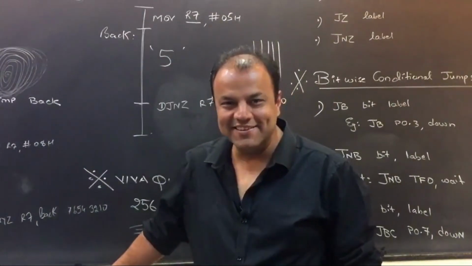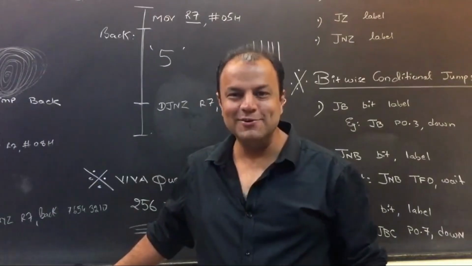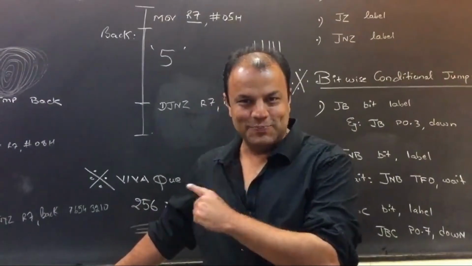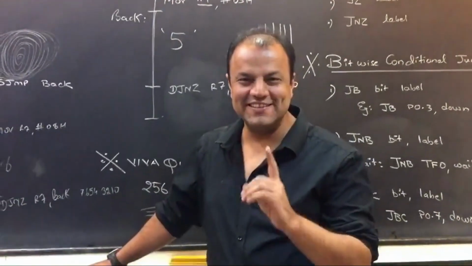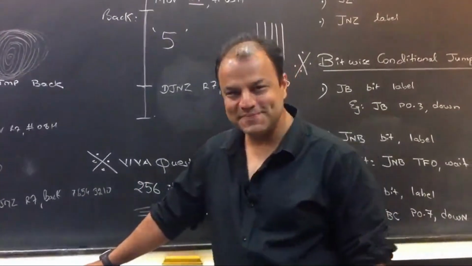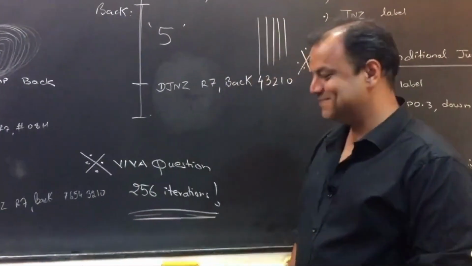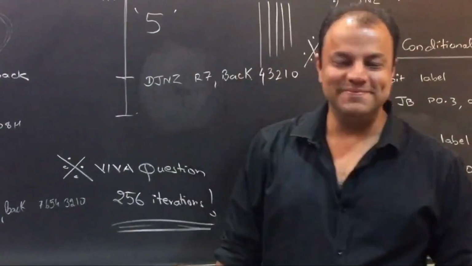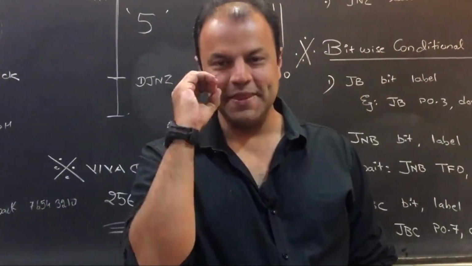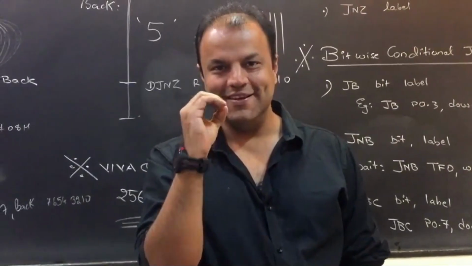How is that even an answer? Then do it 256 times only. Why are you making a loop? Using this loop structure, produce 256 iterations. How are you going to do it? Give a count of 0. That's the answer.